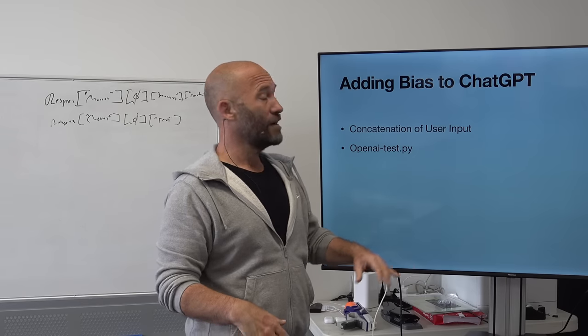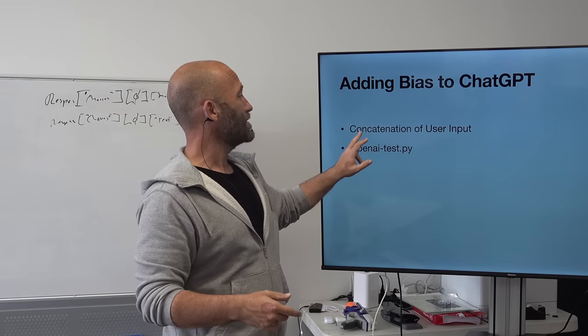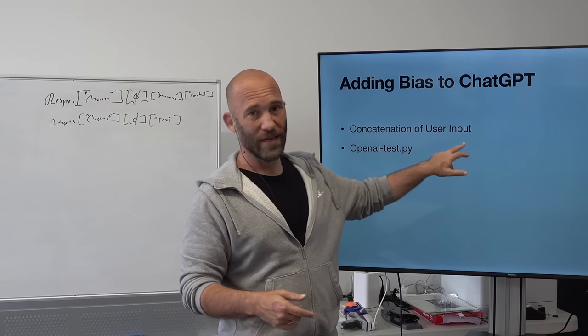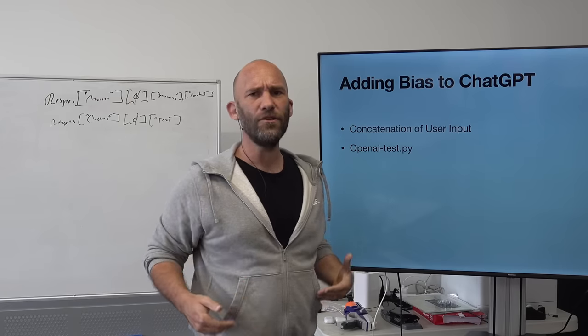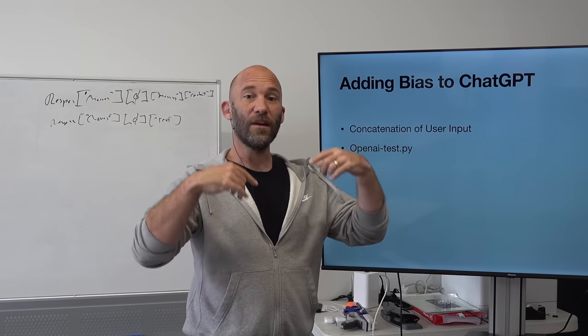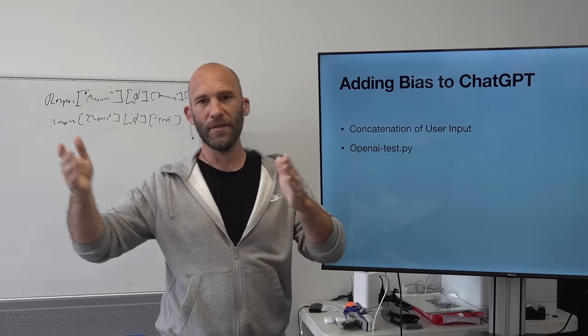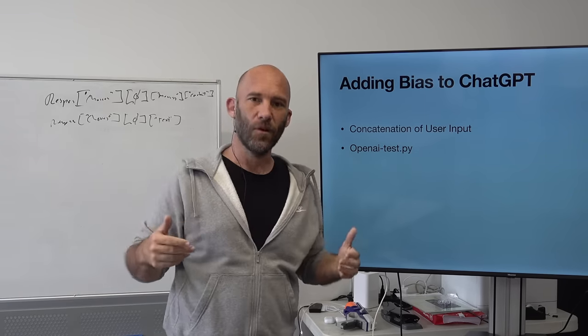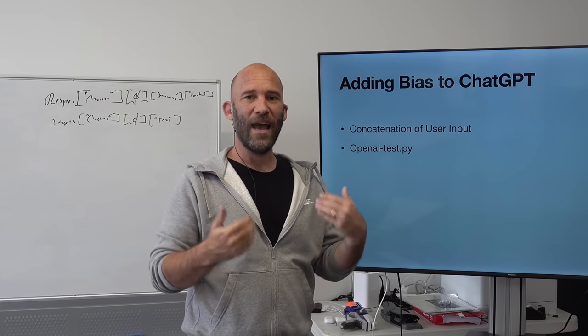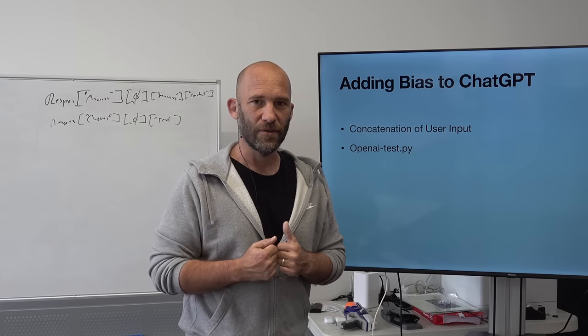So what I want to show you right now is an example of how I was able to concatenate additional information into a particular script, and then we're going to loop through, and based off of the type of person that we're saying is asking the question, ChatGPT is actually going to give an entirely different response.